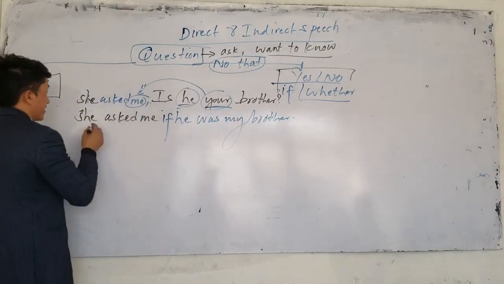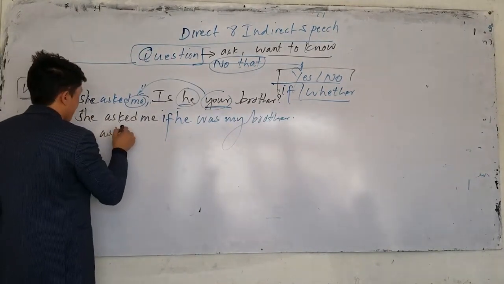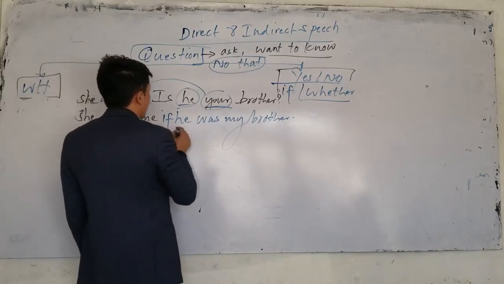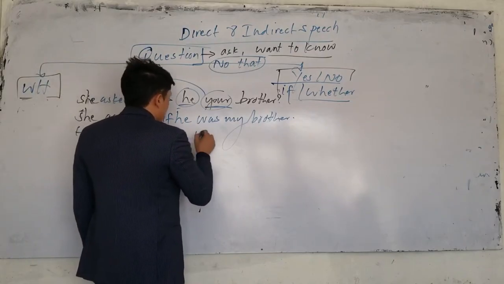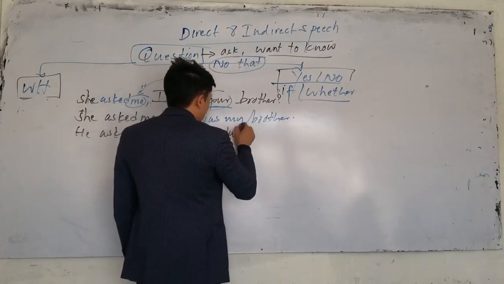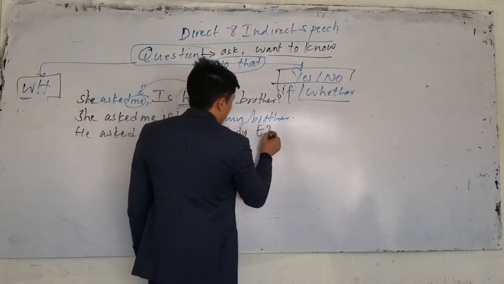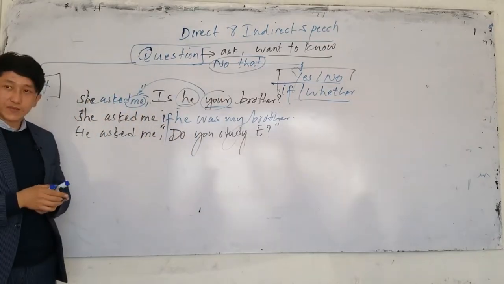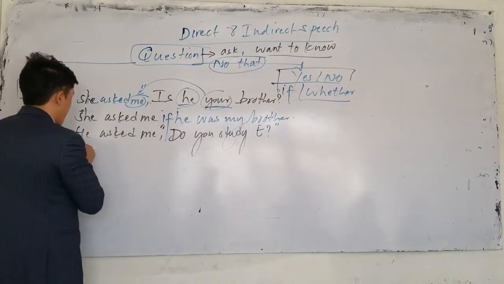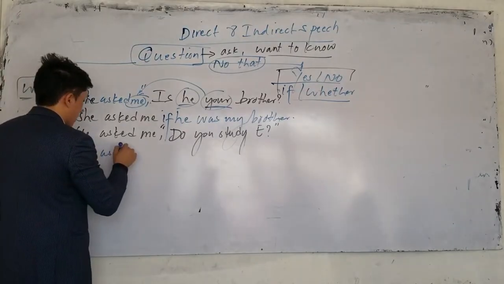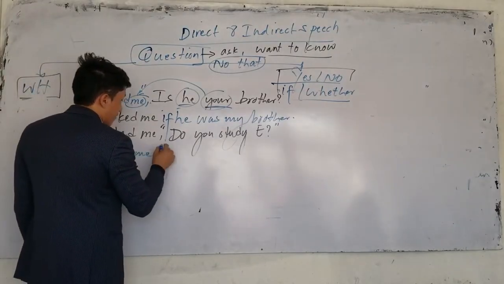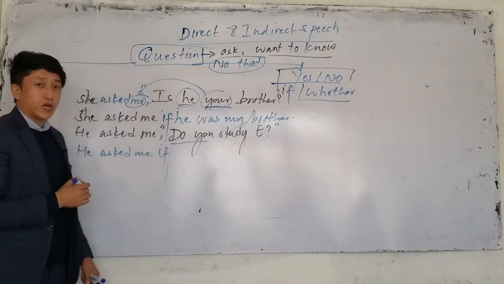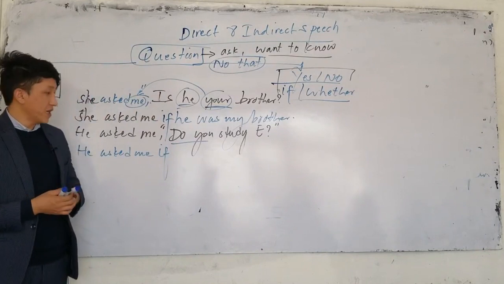Now the next question is, he asked. He asked, for example, he asked me. Look, he asked me, "Do you study English?" Now, how should I change this sentence into indirect speech? He asked me, "Do you study English?" What do we say? We can say, he asked me. After that, what do we use? If. He asked me if you. No. He asked me if.